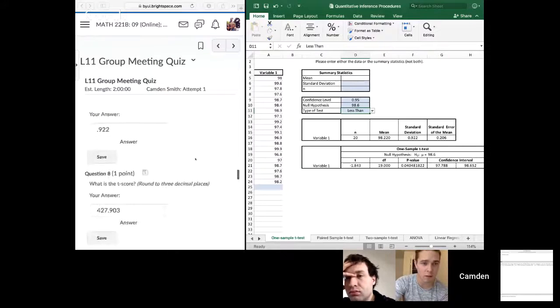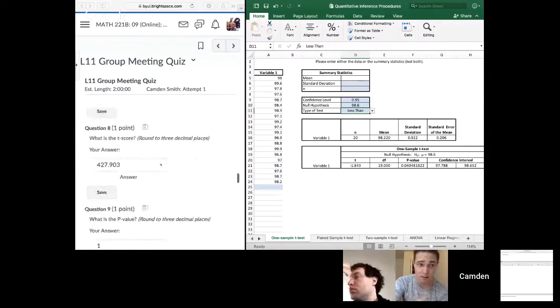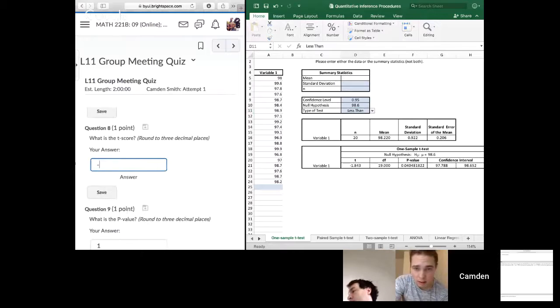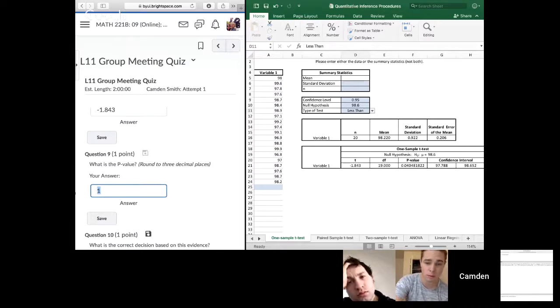So then 11, what is it? Or 8, sorry. What is the t-score? Negative 1.843. Yeah. Yep. Well, the t-score is essentially like the Z-score, but for the other thing. So that sounds right. P-value 0.040. Yeah, so change that.